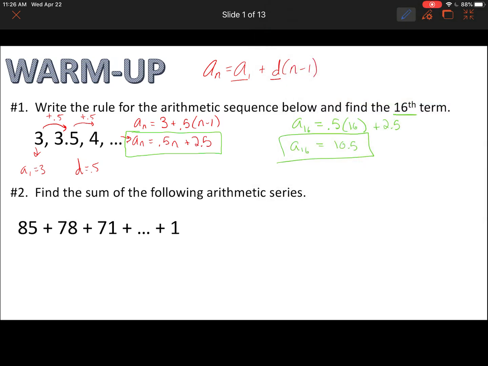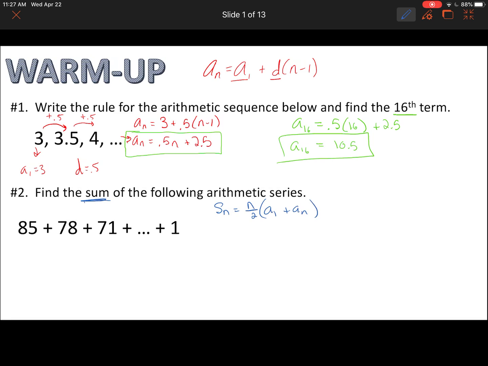All right, if we look down at the next one, it's asking us to find the sum of the arithmetic series. So above, we're talking about sequences, just a pattern of numbers. Here, we're talking about finding the sum of a certain number of terms in an arithmetic series. So the things that we need for the sum, the formula is number of terms divided by 2 times the first term plus the last term. So those are the things we need.